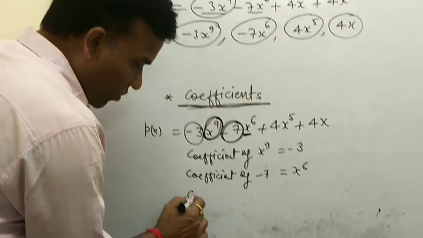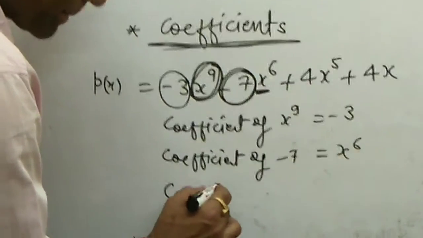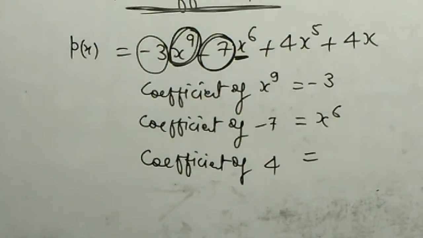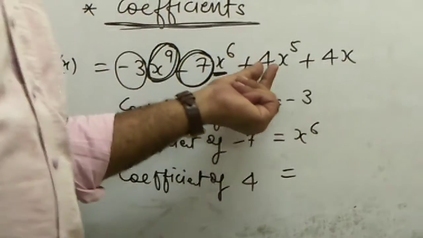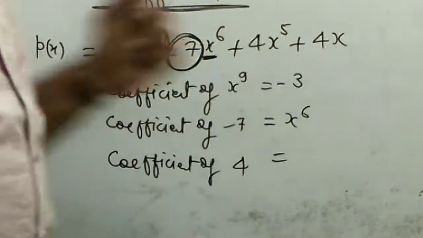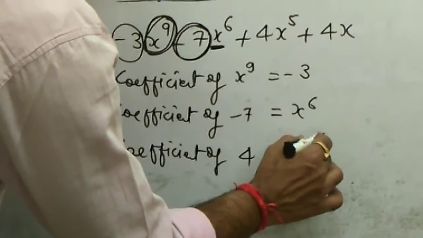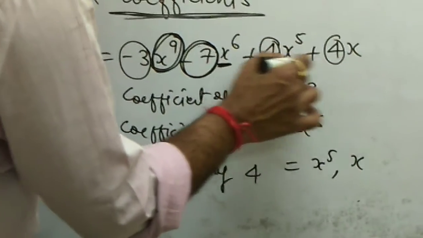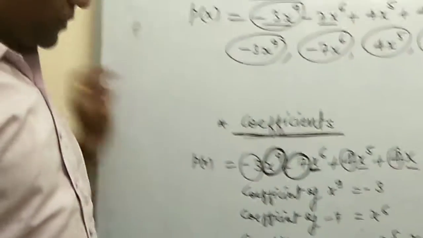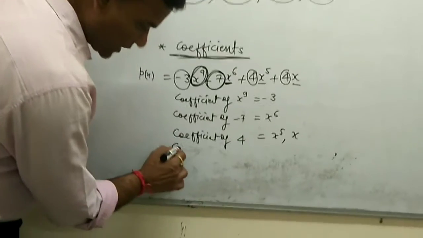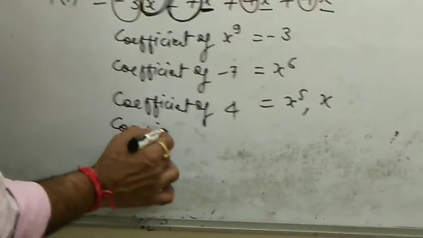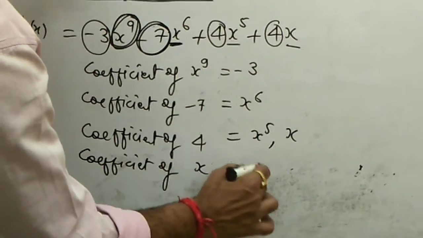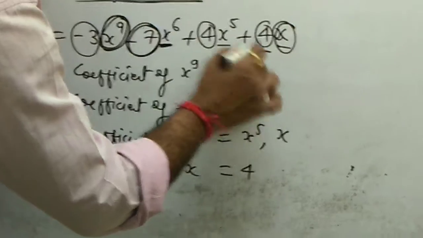And now, what is the coefficient of 4? There are two terms including 4, like x to the power 5 and x also. So there are two answers, x to the power 5 and x, because both are including 4 here. So this and this both are the coefficient of 4. And now again we ask the question, coefficient of x. So only 4, because the coefficient of x is given only as the number 4.